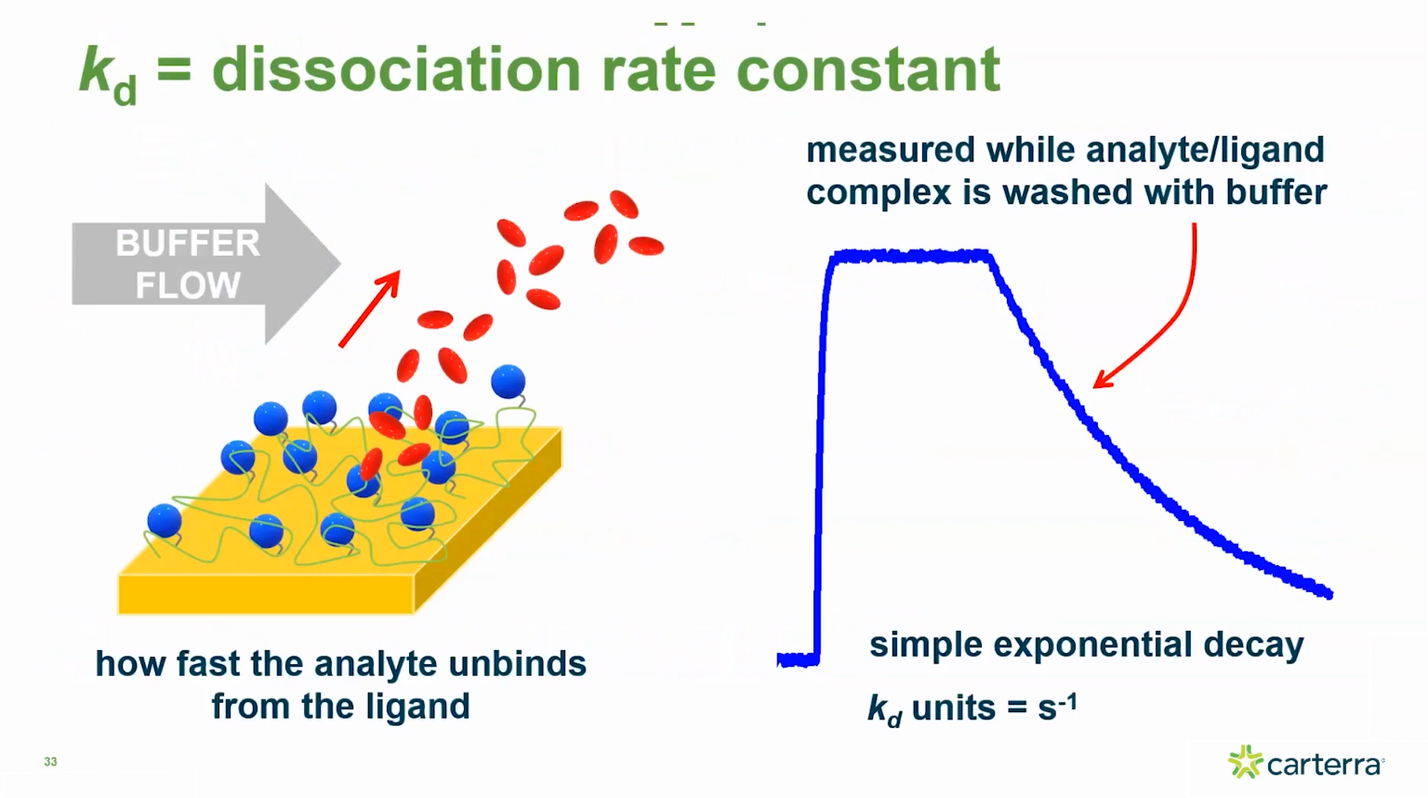So again, the off-rate is this property of how fast the analyte dissociates from the surface, and it's measured solely, well, not solely, but it's actually fit in both phases, but it's best described in this dissociation phase when the antigen concentration is 0, and it's presented in the units of 1/seconds.